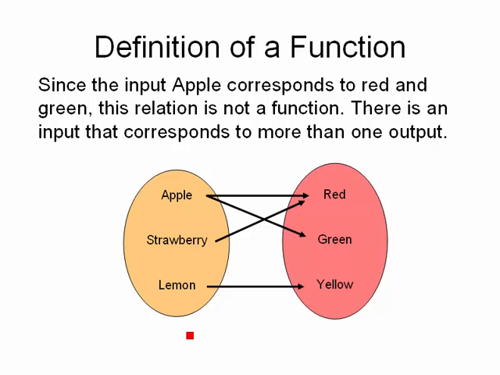Well, since the input apple corresponds to red and green, this relation is not a function. In other words, there's an input that corresponds to more than one output. Apple here goes with red and green. And that makes sense because we have both red apples and green apples. So this isn't really a function.